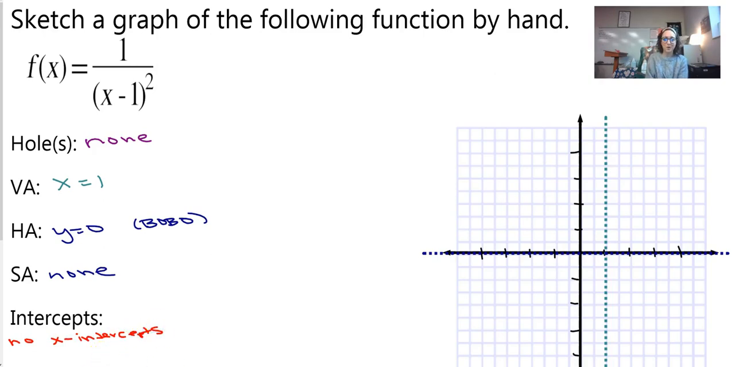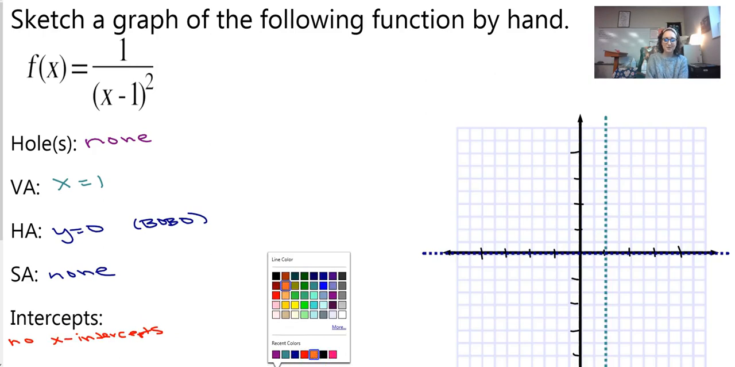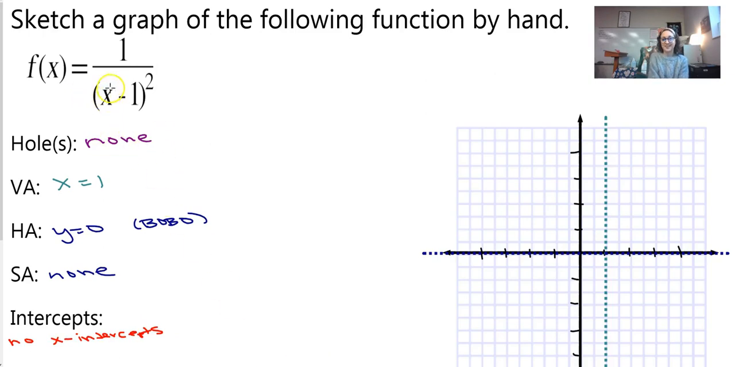And then for y-intercepts, remember, just find basically f of 0. So put 0 in for x. So when x is 0, the numerator is 1. Denominator is (0 minus 1) squared. Well, negative 1 squared is 1. So I get this ordered pair (0, 1). So I'm going to plot that. And now we connect our dots. Of which I don't have that many, right?